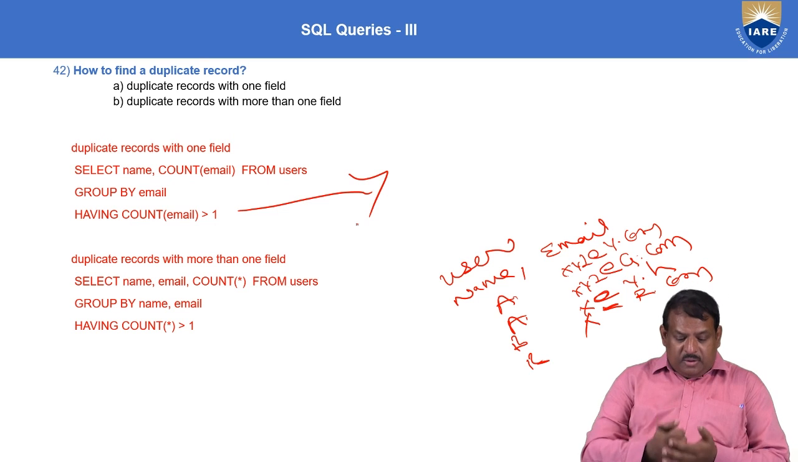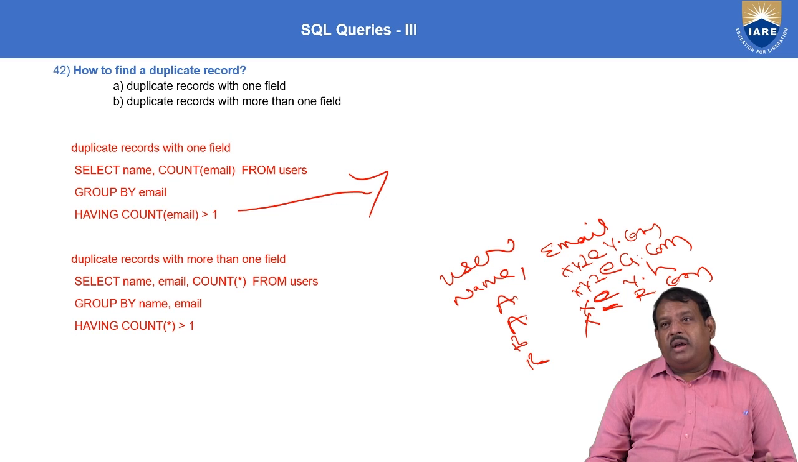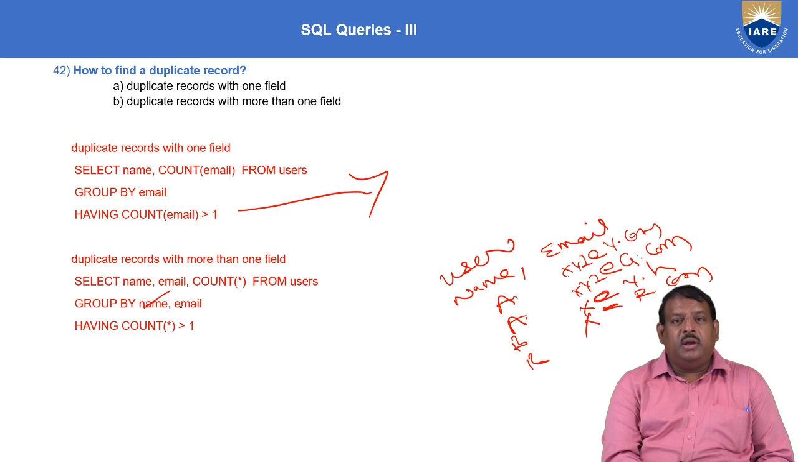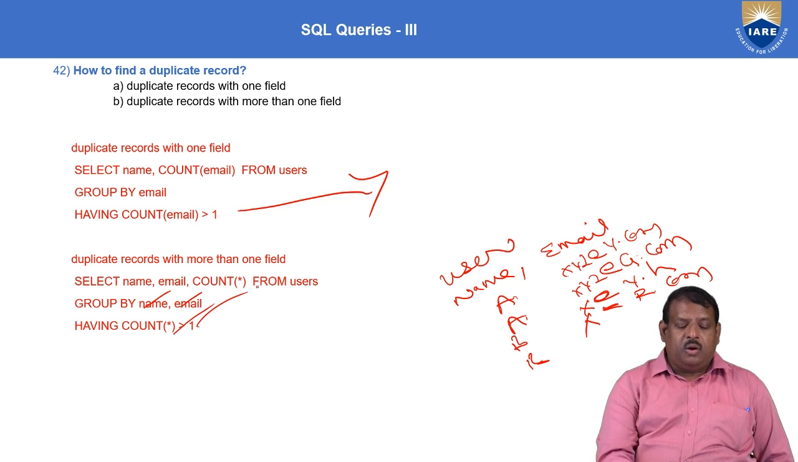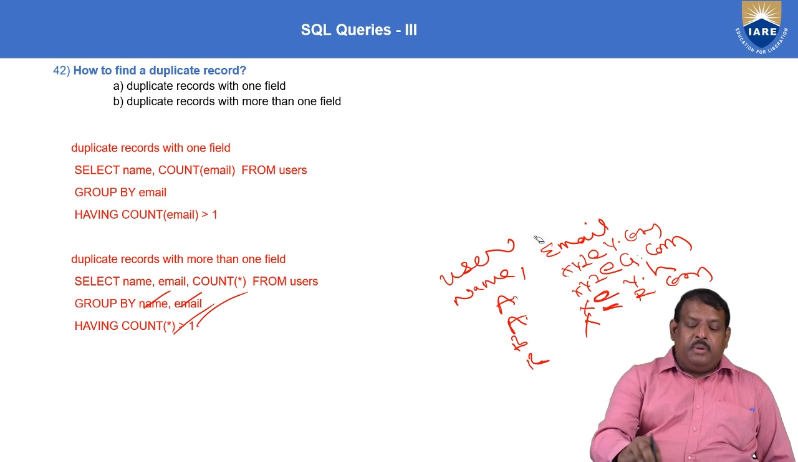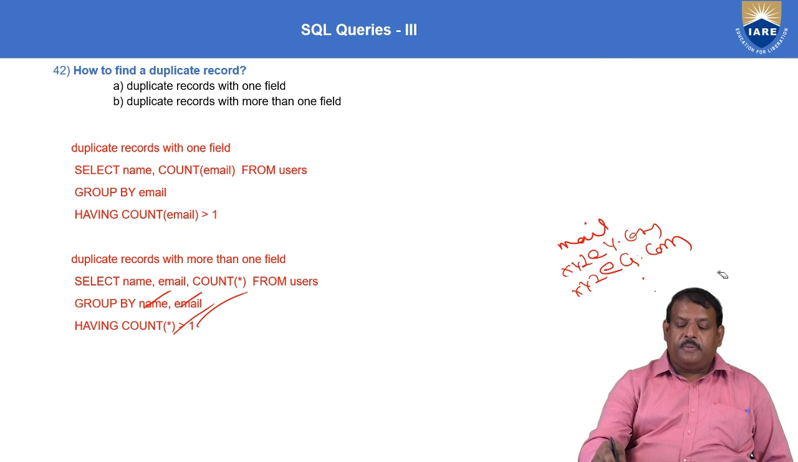Suppose there is more than one field, suppose I also want to find out name and email together. Here I'll include two columns in the group by. Then I will say having count star greater than 1. By this I will be able to get the duplicate records.